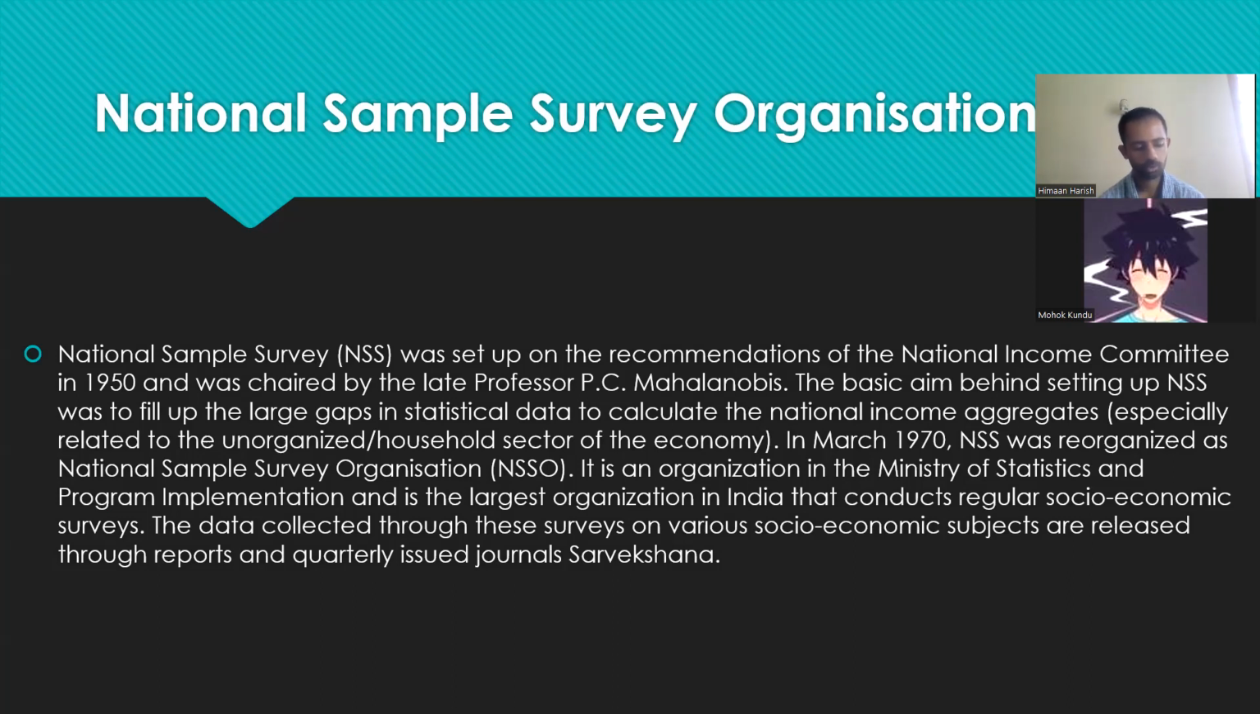So which wing falls under program implementation? Is there the 20-point program? Under program implementation, we have heard of the Member of Parliament Local Area Development scheme. So statistics are collected for the economy, and based on the policies made, they are implemented, which is known as program implementation. Funds are allocated for program implementation as well.